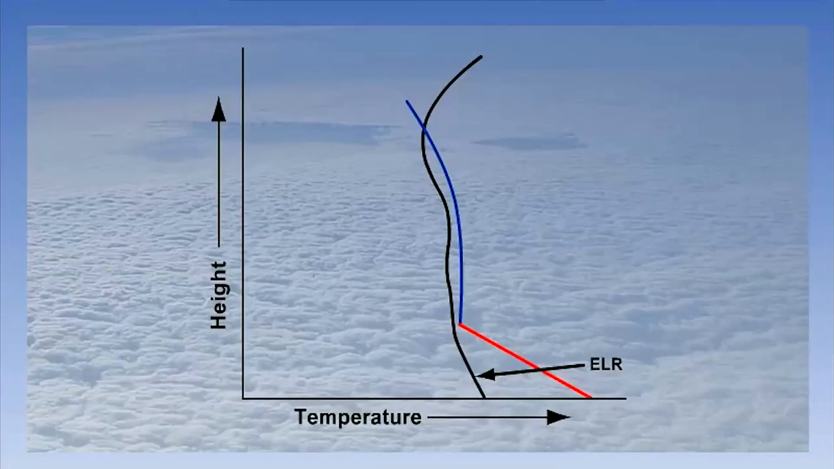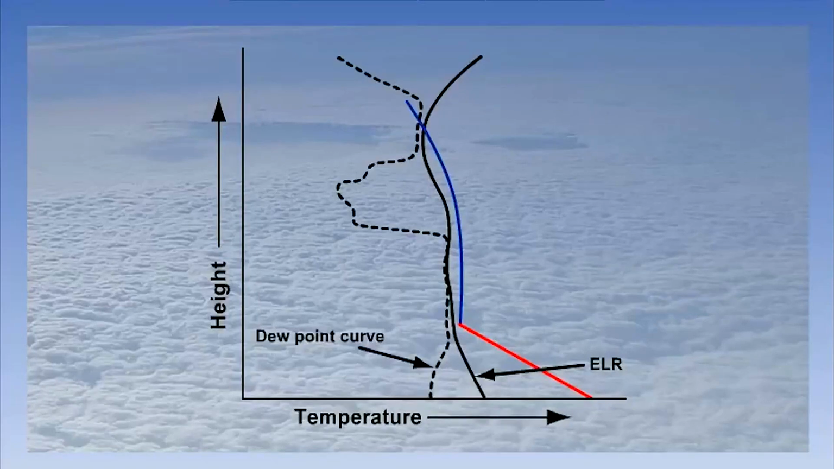Let's consider our temperature height graph again. If on our graph we introduce another line called the dew point curve to go with the ELR, or environmental lapse rate, it might look something like this. These two curves together show us how moist the air is and are typical measurements that are taken by a weather balloon. If they are close together, the atmosphere is very humid.